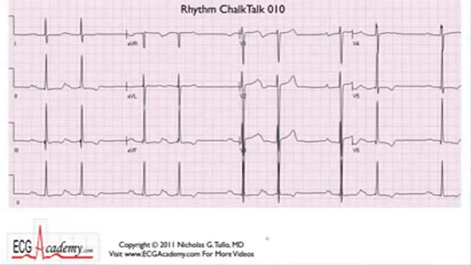This is Dr. Nick with Rhythm Chalk Talk number 10. I just wanted to get you guys used to reading more difficult tracings. We'll call this intermediate, but it is a 12 lead and it's an interesting rhythm problem. So let's get to it.